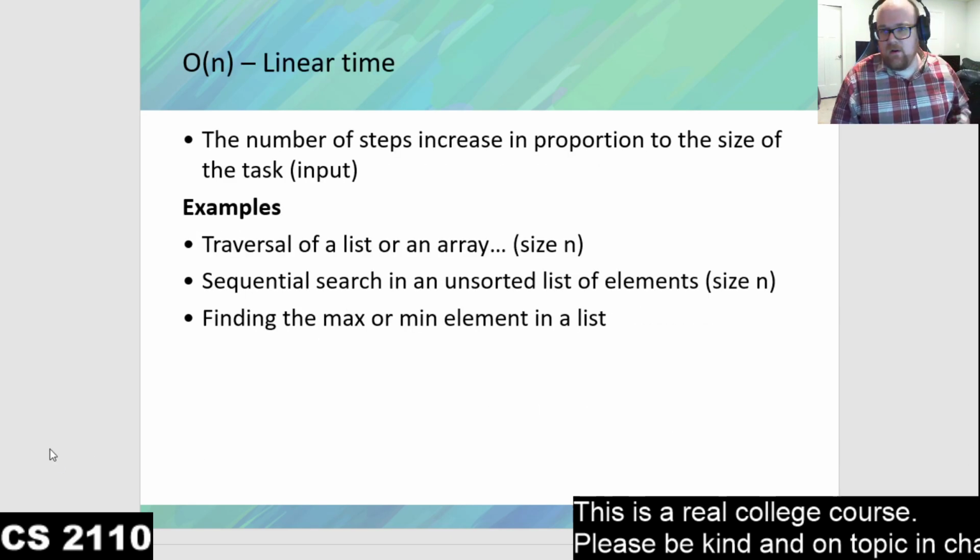So now we get to linear. We've already given some examples, but a trivial example is traversing over an array; that's linear. Double the size of the array and it takes longer.